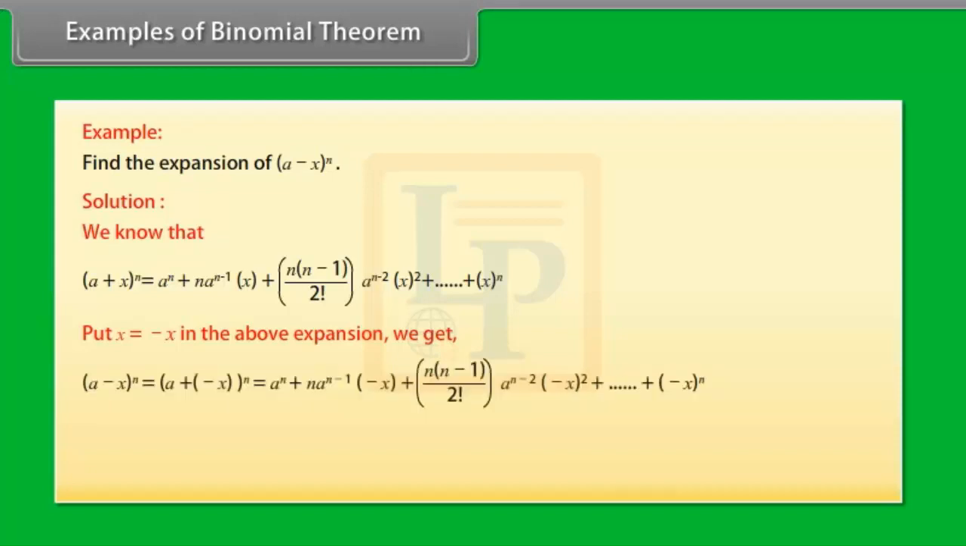We get aⁿ − n times aⁿ⁻¹ times x + n(n − 1)/2! times aⁿ⁻² times x² and so on up to (−1)ⁿ times xⁿ.